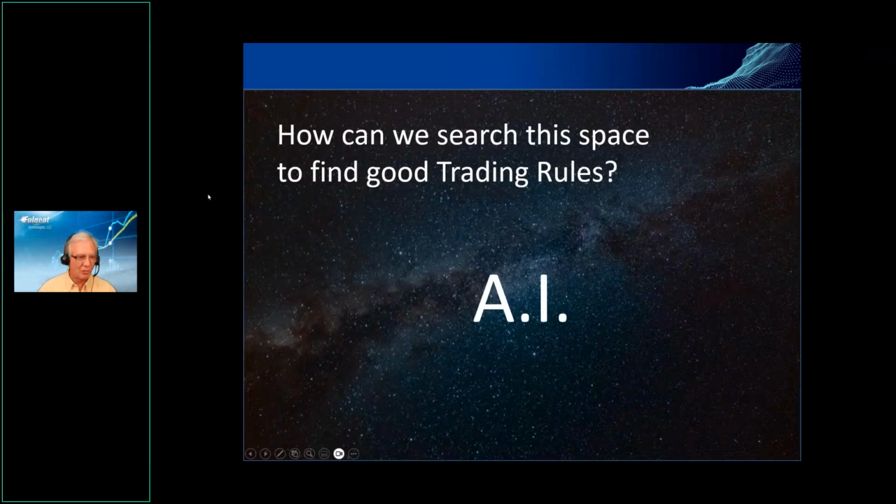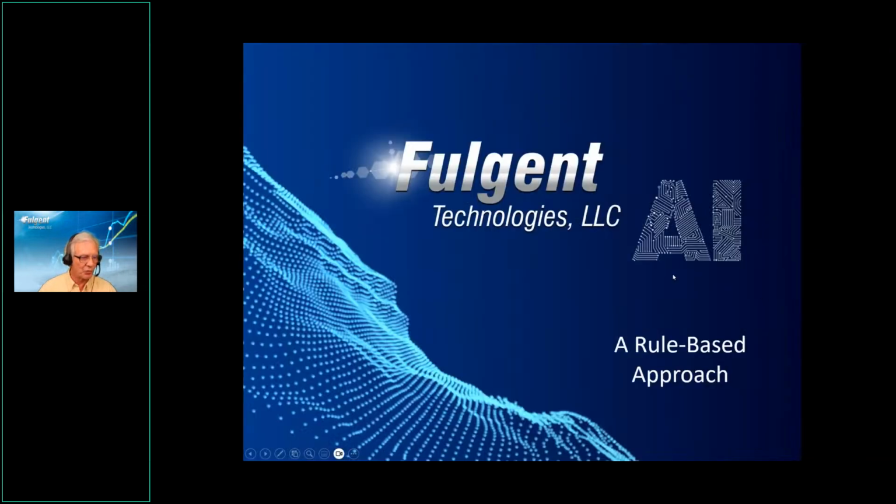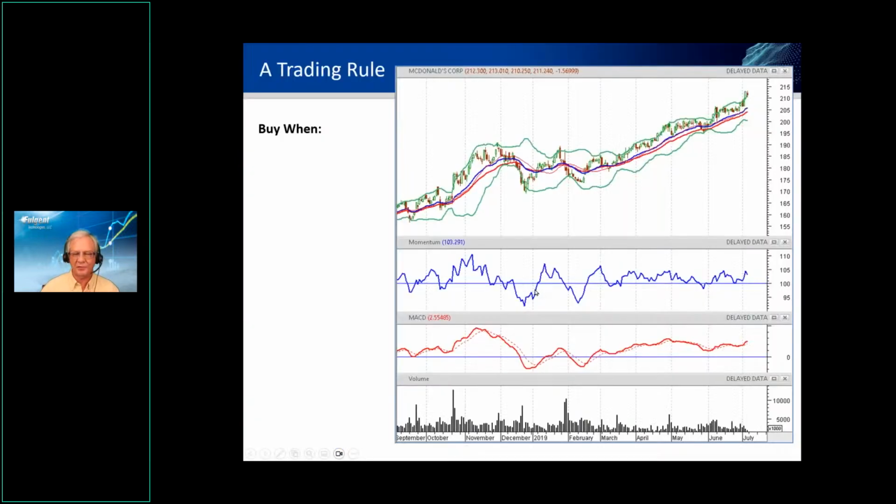Okay, so what we use is something called a rule-based approach, and it kind of works like this. If you think about how we work with charts as traders, we're looking for relationships and indicators that tell us a chart's going to go up or down, or not to trade it, maybe if it's too volatile. But those are rules in our head that we use looking at a chart.